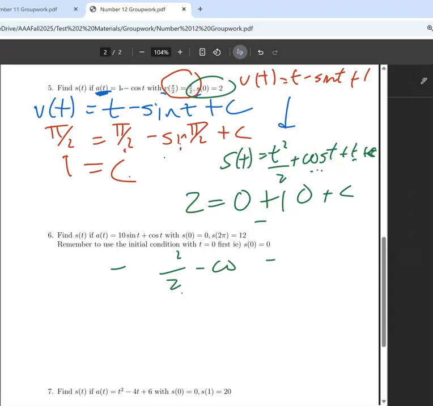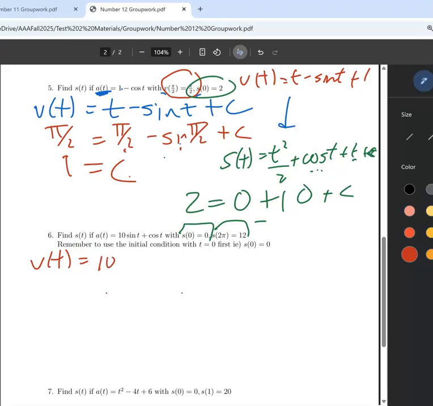All right, so here we've got the acceleration. So that's the same thing as saying, okay, I need to take two antiderivatives. Look, they don't give me anything about velocity. Okay, we can do this. V of t is 10 times the antiderivative of sine, which is negative cosine, and the antiderivative of cosine is sine, plus c.